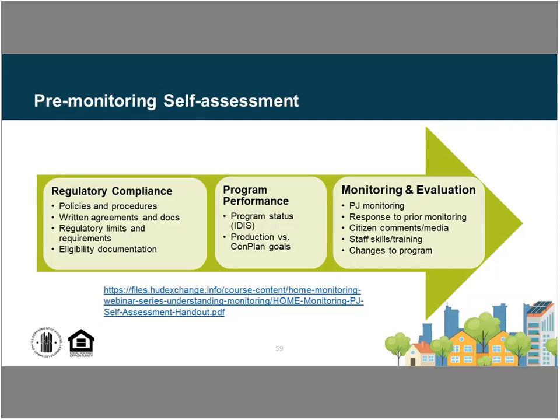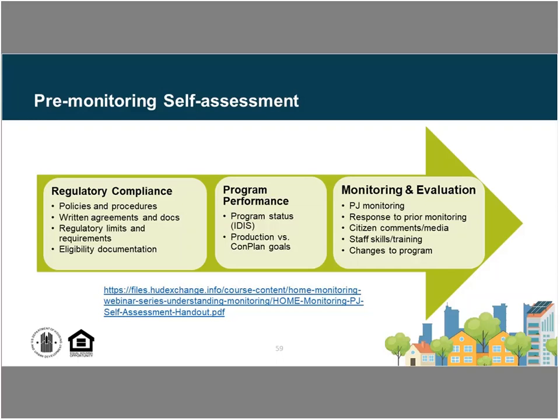So in this middle area for the program performance, we're looking at our IDIS. We want to make sure that the information in IDIS is current, that it's up to date, that it's accurate. And we also want to look at our production versus our consolidated plan goals. So do the number of homebuyers that we were able to assist match the consolidated plan or the annual plan goals? Are there any action items that we need to take as a PJ if our goals are not being met? So these are different self-assessment things for program performance.